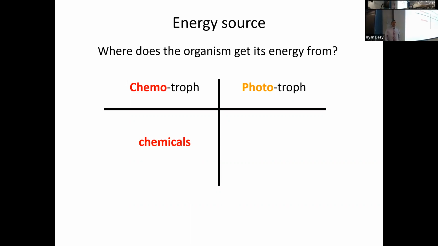If they're a phototroph, where do you guys think they get their energy from? Sunlight. Photo for photon, sunlight, in essence, light energy.